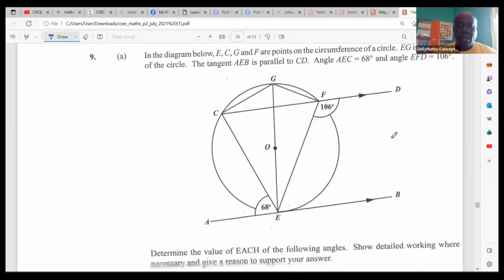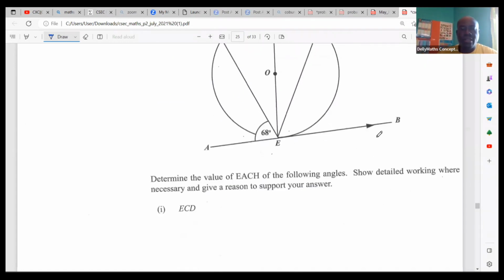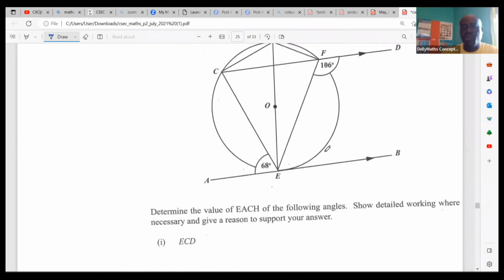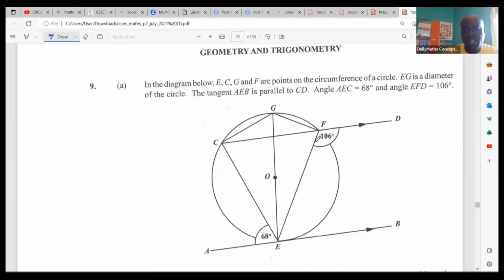All right, so we're looking at the diagram. The first question reads, determine the value of each of the following angles. Show detailed working where necessary and give a reason to support your answer. They did say give a reason, not the reason. So we'll be picking just one reason to back up our answer. So let us go.